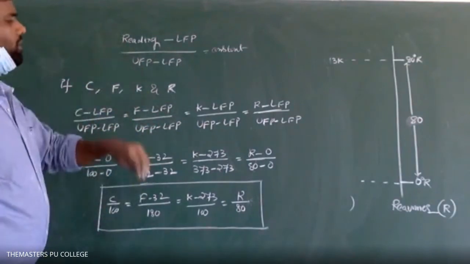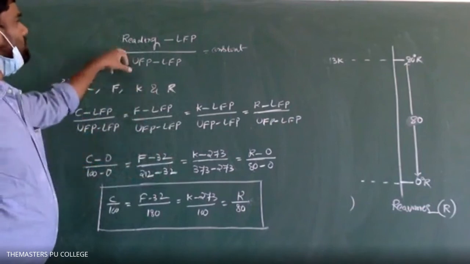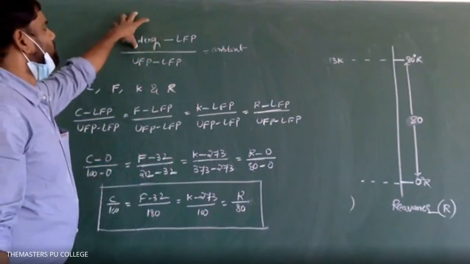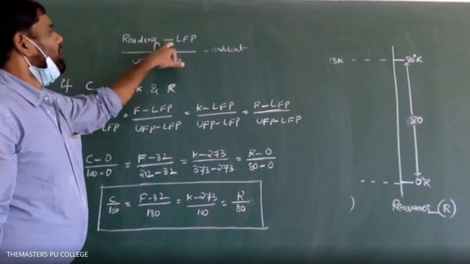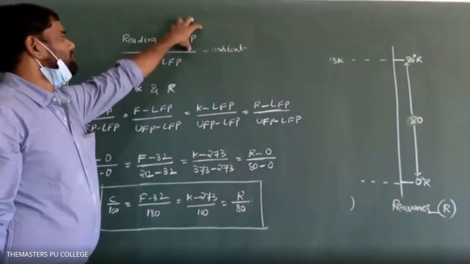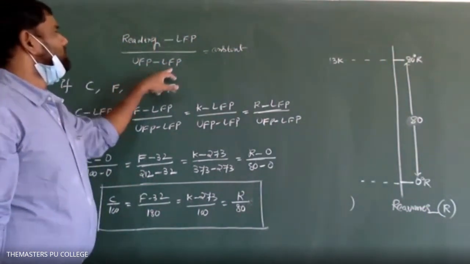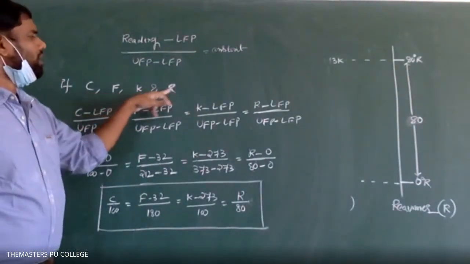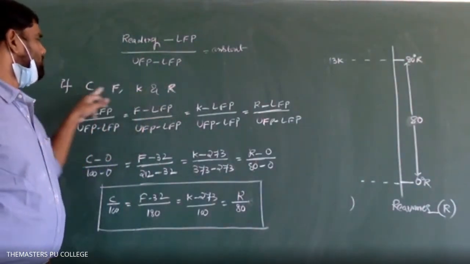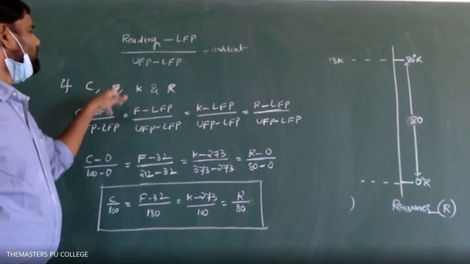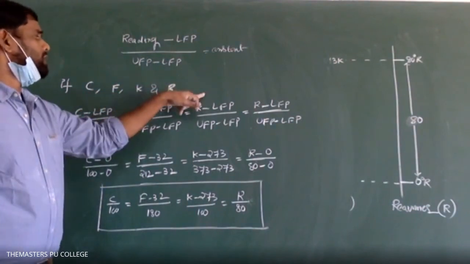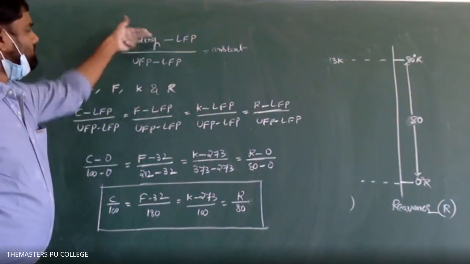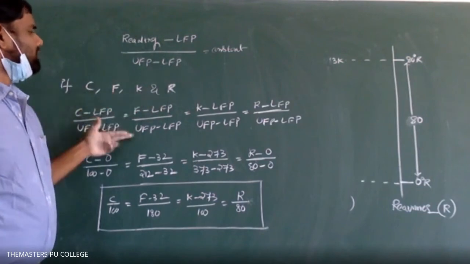So this is about how to transfer the temperature from one scale to another scale. While we are transferring the temperature from one scale to another scale, this is constant: reading of that temperature minus LFP of that particular scale divided by UFP minus LFP equals constant. Let C, F, K and R represent the same temperature on Celsius, Fahrenheit, Kelvin and Reaumur scale. Then I can write this equation in terms of the readings like this.